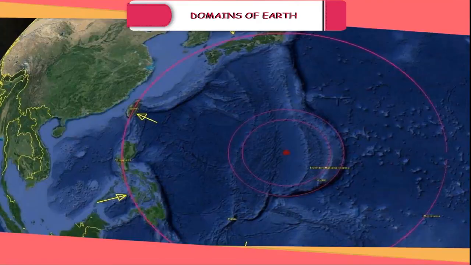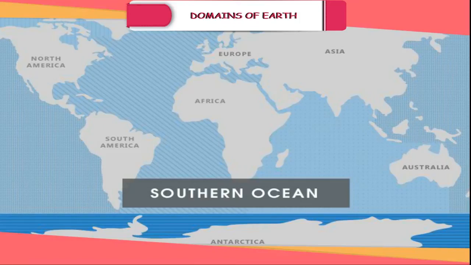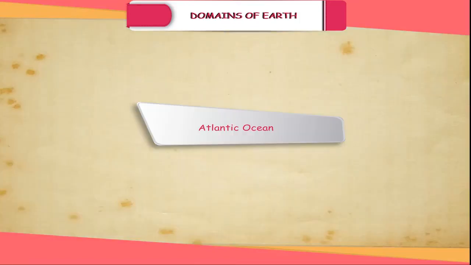Pacific Ocean. It is larger in area than all the oceans put together. Mariana Trench, the deepest part of the Earth, lies under the Pacific Ocean. It is circular in shape. Asia, Australia, North and South America surround it.